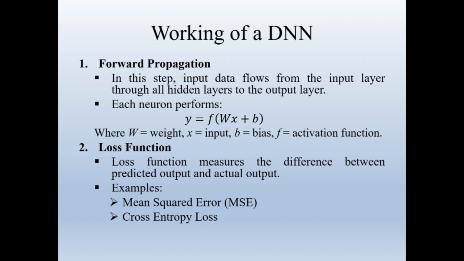The difference between the target output and the actual output is the loss function. Until you obtain the target output, you will repeat the process. The loss function is nothing but the difference between them. If there is no difference, then you have achieved it. There are examples for it, that is mean square error and the cross entropy loss. Next is the backward propagation.